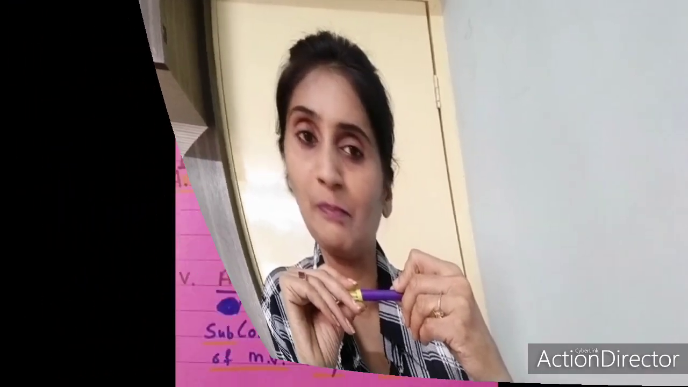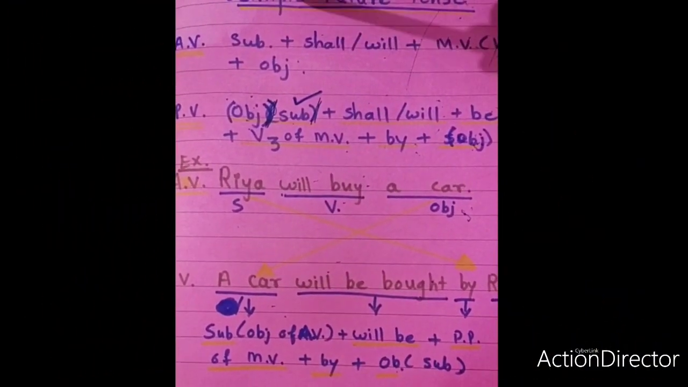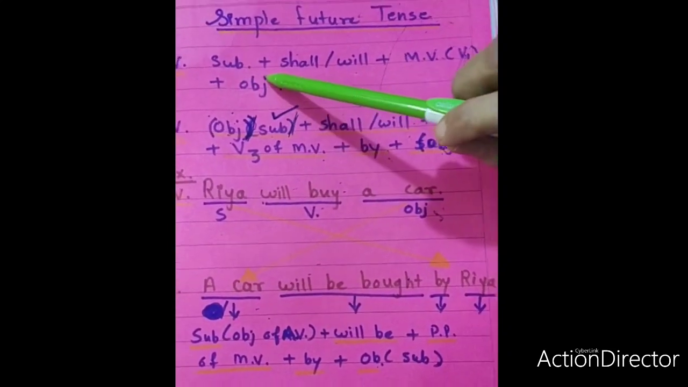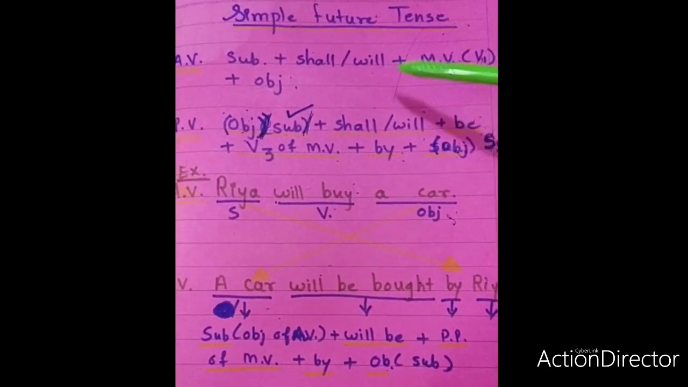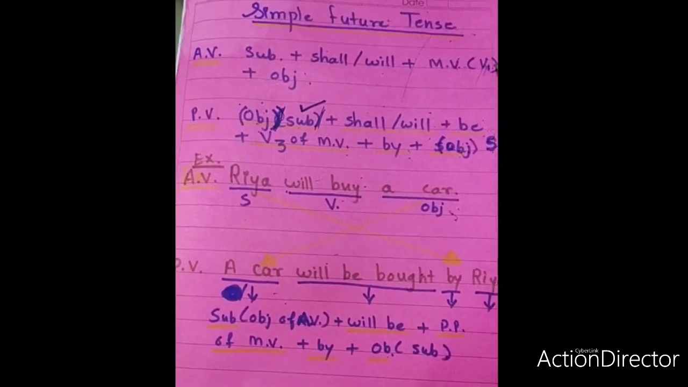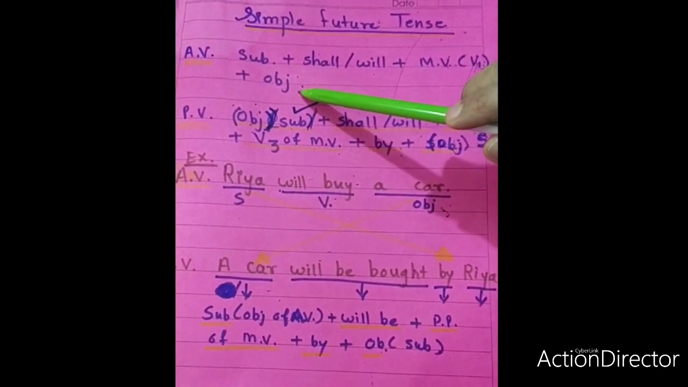Students, we have seen how to convert the sentences of simple present tense and simple past tense from active to passive voice. Now let us see how to convert the sentence of simple future tense from active to passive voice. Students, see here now, simple future tense. The structure of active voice is subject plus shall or will plus main verb. This verb is always in base form, plus object.